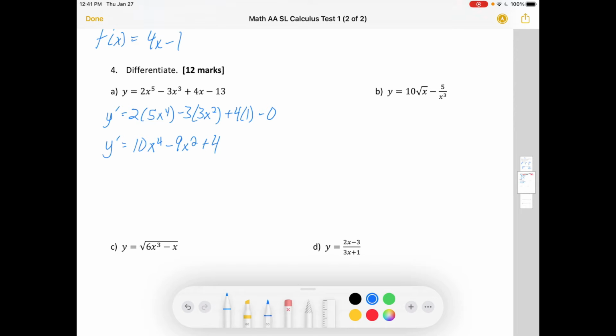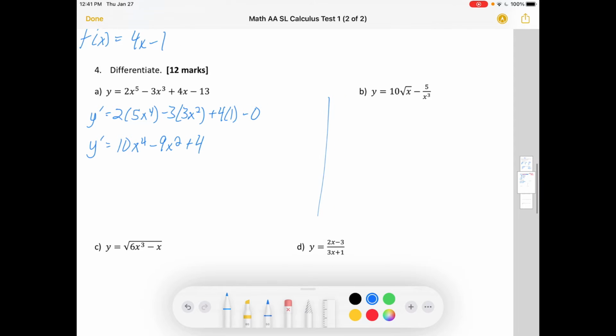Okay. And I'm doing this as my first pass for the solution, so hopefully I haven't made any goofs. In B, you'll probably think of this as 10x to the half minus 5x to the minus 3. So that means y prime is 10 stays as a coefficient, 1 half x to the minus a half, minus 5. This comes down front. Remember, the power goes down by 1, so it's negative 4. Okay, so we'll get 5x to the minus half plus 15x to the negative 4.